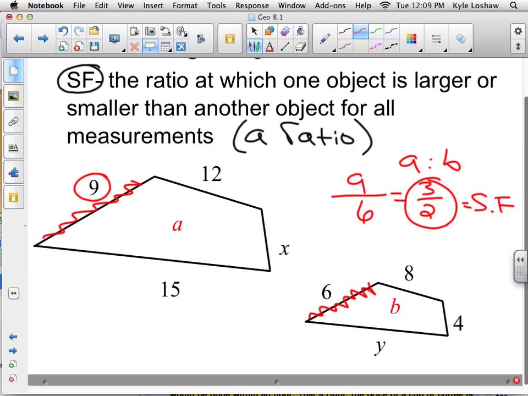Last, if I asked you earlier, what is our scale factor then from B to A? What would our scale factor from B to A be? Well, it would just be 2 over 3.